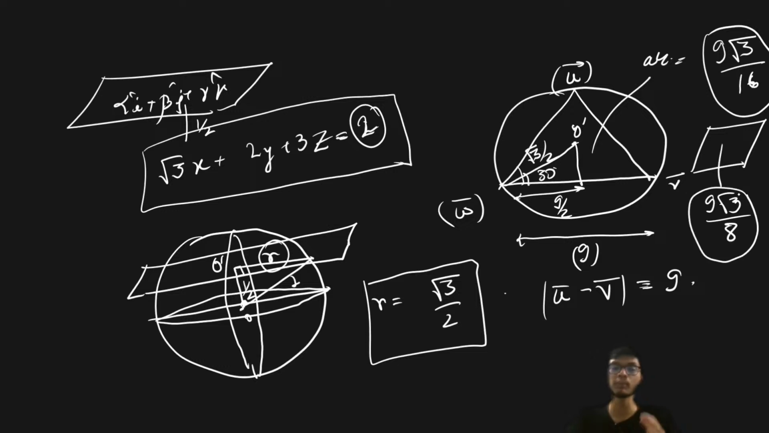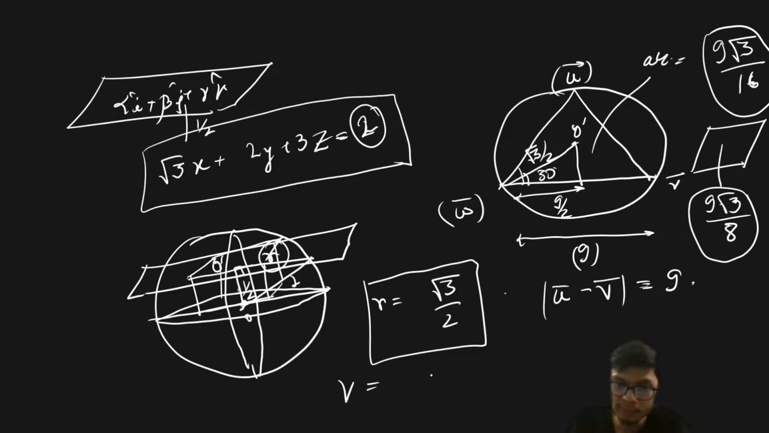Once I have the area of the base of the parallelogram, I just have to multiply with the height in order to get the volume of the parallelepiped. The height is very simple. It is equal to half, right? Because the parallelepiped found from this has a height from the origin of half. I hope the diagram is making sense to you.